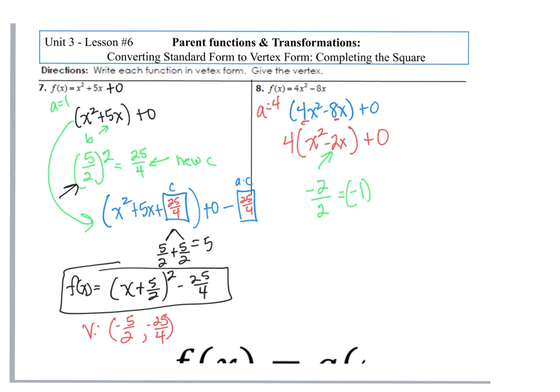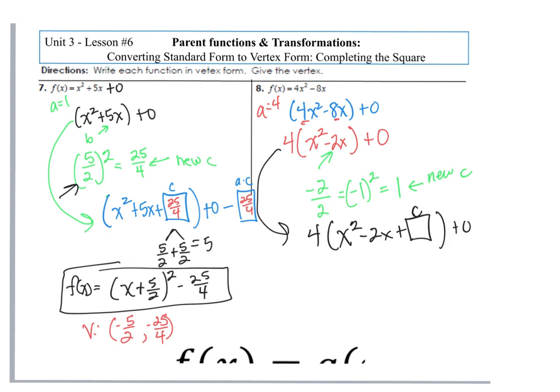Okay, that did divide evenly, and now we square it. Negative 1 times negative 1 is positive 1. So that's our new c. We are going to bring down what we had in parentheses above that and rewrite it as 4 parentheses x squared minus 2x. And I'm going to say plus my box, which represents my new c value.